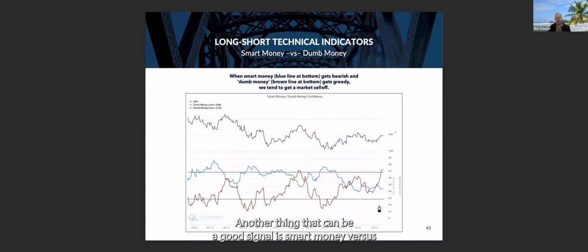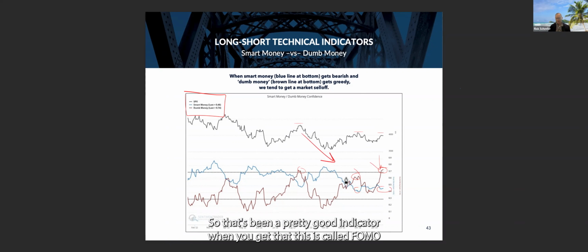Another thing that can be a good signal is smart money versus dumb money, is what they call it up here. It's this institutional versus retail. This is what they call the dumb money or the retail. You'll notice when it's high and smart money is low, you tend to have a market peak. And look at that, the market peaks at each of those periods of time. And as of January 2023, you can see it's not been this high since back in August where we got that huge sell-off. So that's been a pretty good indicator.